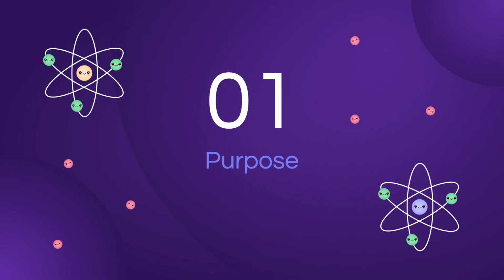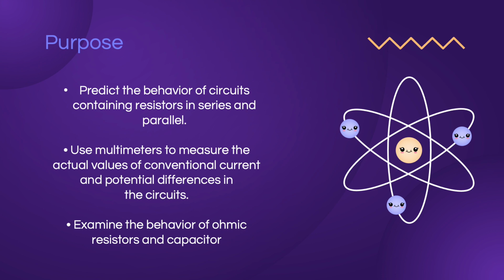So the purpose of this experiment is to predict the behaviors of the circuits containing resistors in parallel and in series, then to use multimeters to measure the actual values of the conventional current and potential differences in the currents, and also to examine the behavior of ohmic resistors and capacitors.